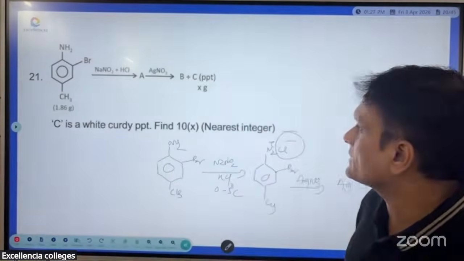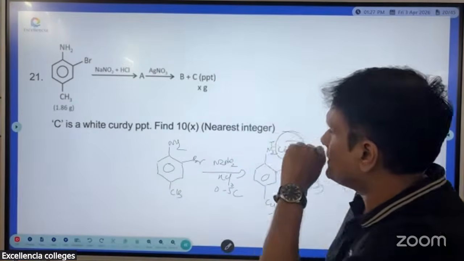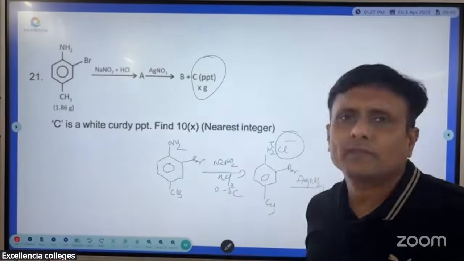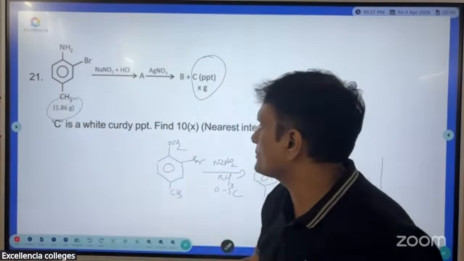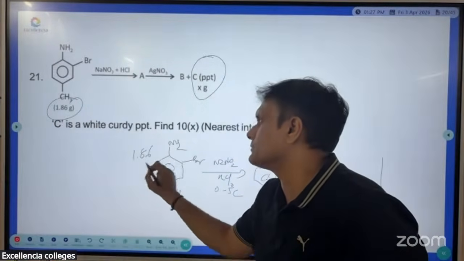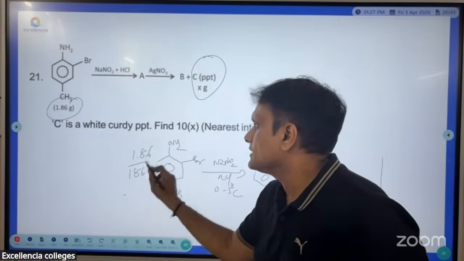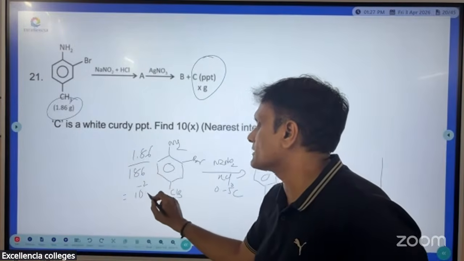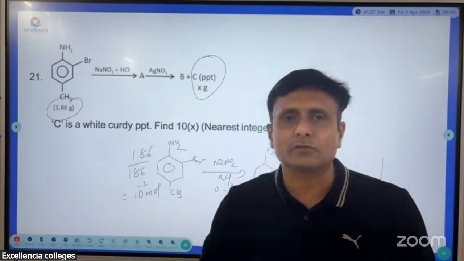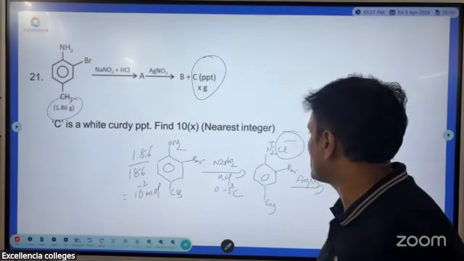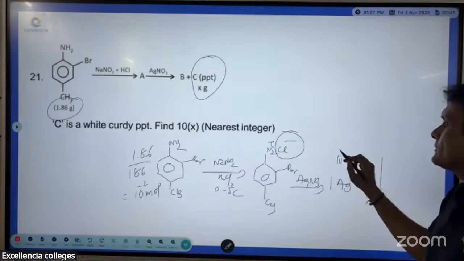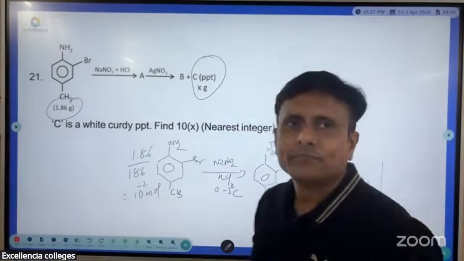Now we need to find out the mass of C based on the mass of this. So you have been given the mass of this, and maybe the molar mass of this is 186. So this is turning out to be how much? 1 by 100 mole. Weight by molecular weight will give you moles, isn't it? So 10 to the power minus 2 gives rise to what? 10 to the power minus 2 moles.